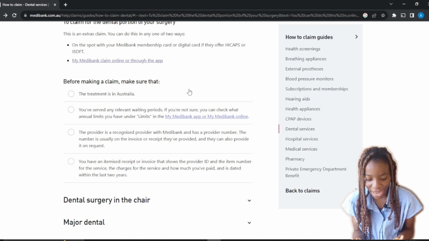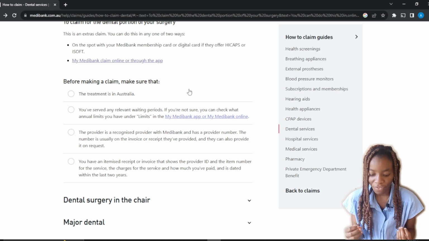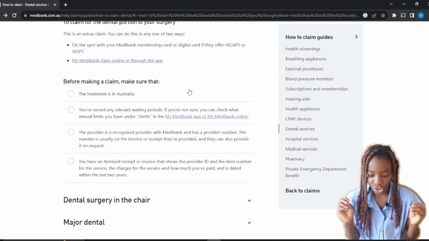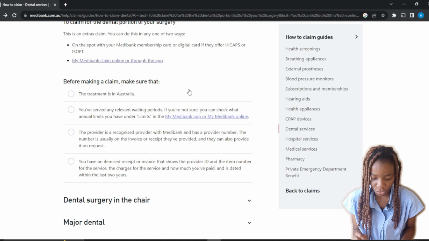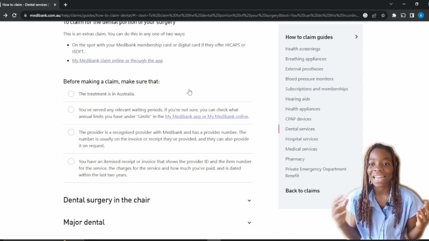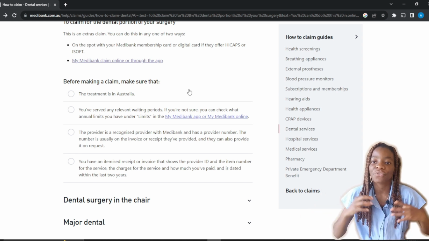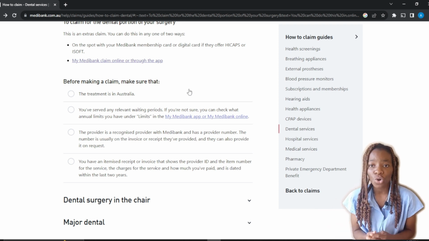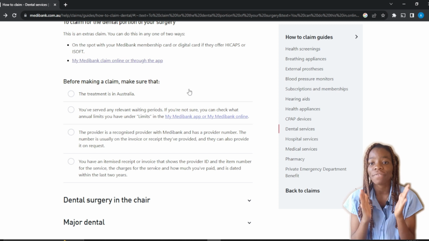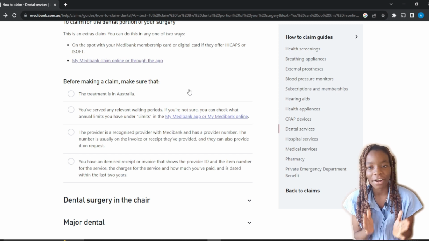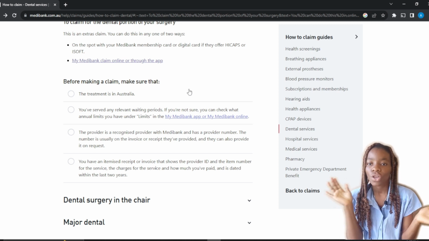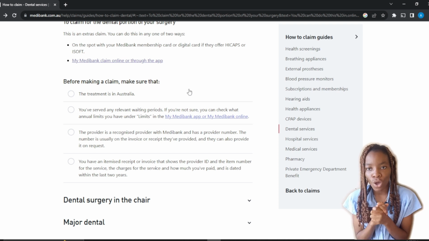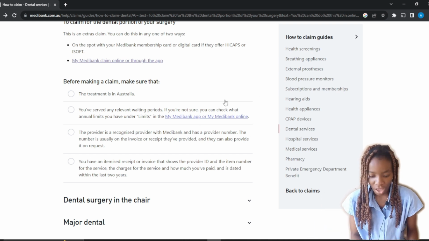So you need an itemized receipt or invoice that shows the provider ID, the provider of your surgery, remember, and the item number for the service, the charges for the service, and how much you've paid, and is dated within the last 2 years, that means you must have performed the surgery within the last 2 years. So if you're sure that you have met each of these requirements and criteria, then kudos, you're now good to go to start claiming. All right, and so that's all for the first.